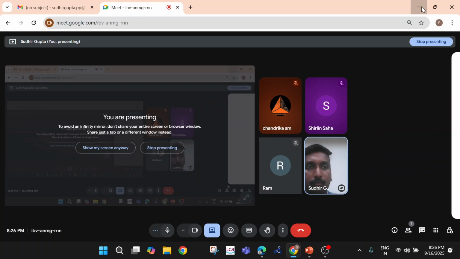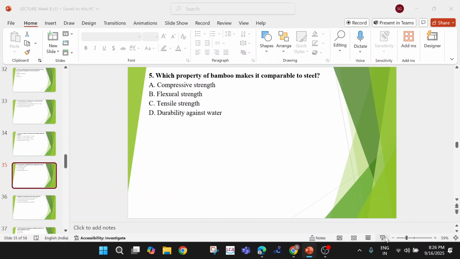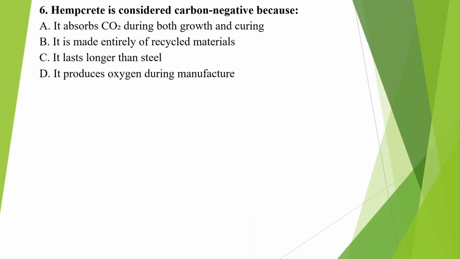Okay. Let's move. So here is the next question. Question number 6. Hempcrete is considered carbon negative because, yeah. So why is it considered to be carbon negative? Read all the four options clearly. Then give your final answer.